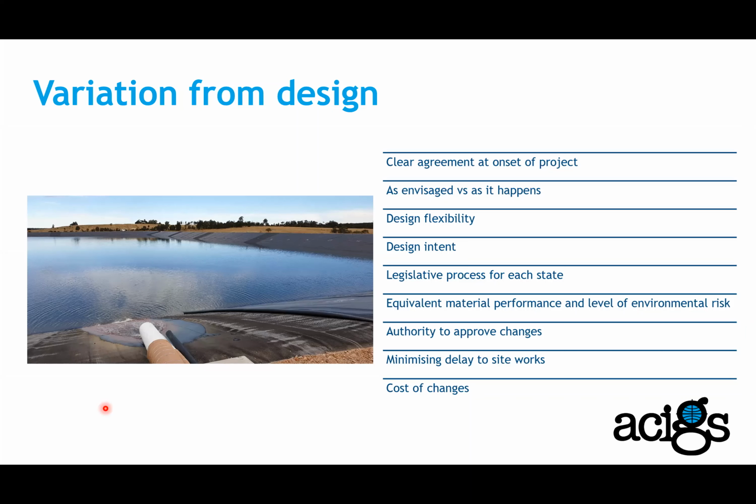Authority to approve changes is an important factor. Who is authorized to approve a change on a construction site? And this whole thing is to minimize delay on site work and cost of the changes. So these factors are really important to consider. And the best is that they are actually documented as part of the design package. So when the contractor, CQA engineer, designer and client are having those stakeholder meetings about any of these particular items, there is clear direction or instruction given in the design documentation about how to resolve these situations.